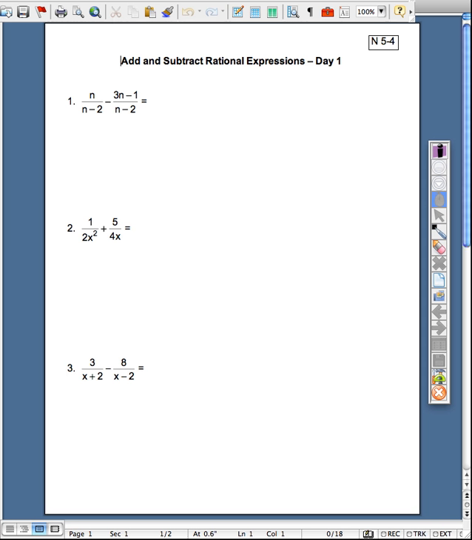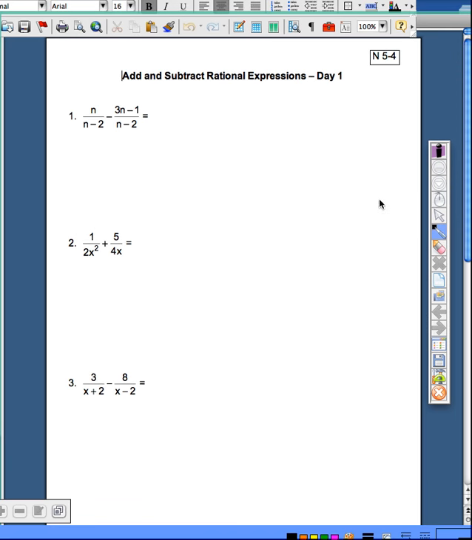Okay, in this lesson we're going to add and subtract rational expressions. This is the first day of this. Remember, when you add and subtract a fraction, you have to get a common denominator. And so if we look at this one, we see that there is a common denominator. So this fraction would be solved. It's not really solved, it's simplified.